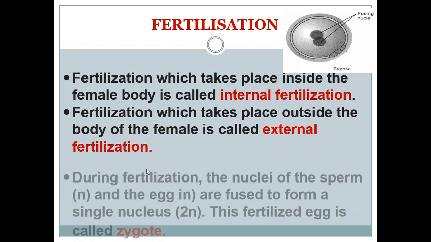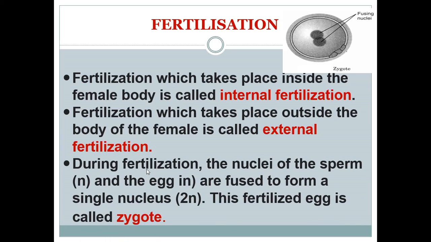Now during fertilization, what will happen? The nuclei of the sperm and the egg are fused to form a single nucleus. This fertilized egg is called a zygote. So the nuclei of sperm and egg fuse and form a zygote, the fertilized egg.